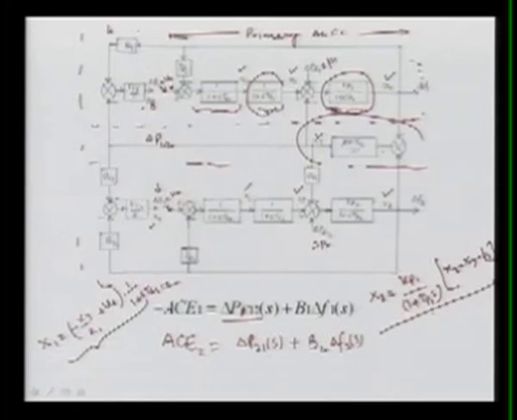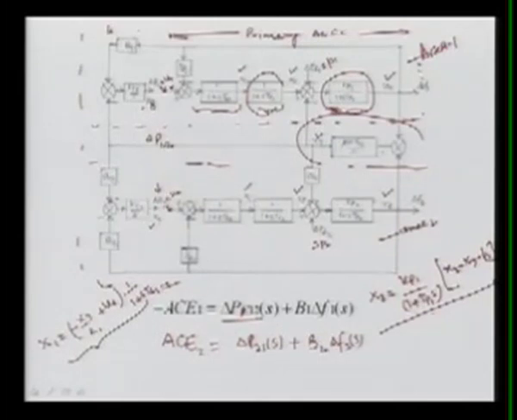Why are we writing 1? Because we have considered this is your area 1, and this is your area 2. So the 2 denotes area 2 and 1 is a subscript denoting that one.